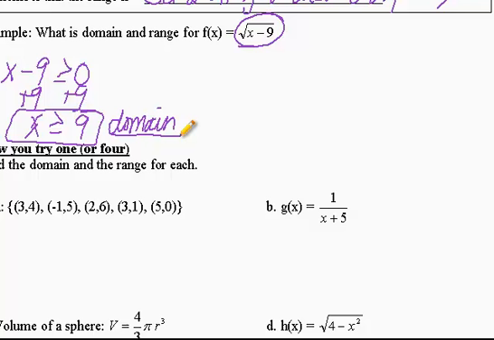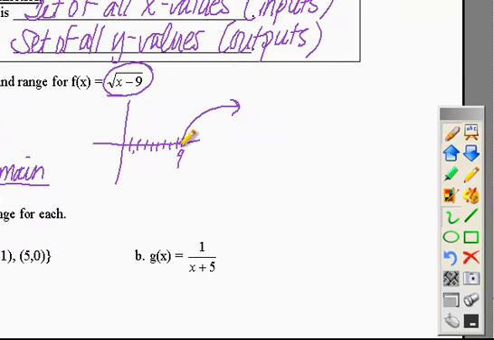Your graph can help you find the range. If we look at our graph, and I'm just going to shorthand this a little bit, let's say this is 9. Your graph will end up looking something like this. If I plug a 9 in, the square root of 9 minus 9 is the square root of 0, which is just 0. So at 9, I get this point, 0, and then I get a square root function from there. It goes something like this.